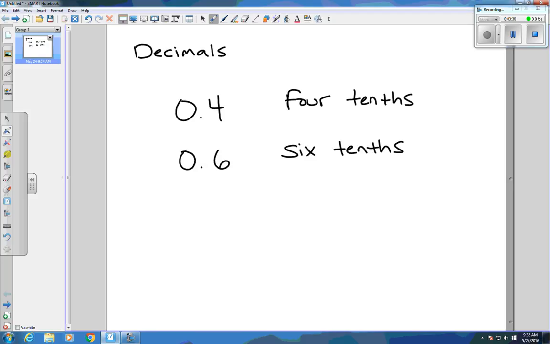Any numbers with decimals, for instance, 10.2, to write it out in words, it would be 10 and 2 tenths. So again, for testing purposes, you need to understand how to write not just decimals, but numbers with decimals, into words.